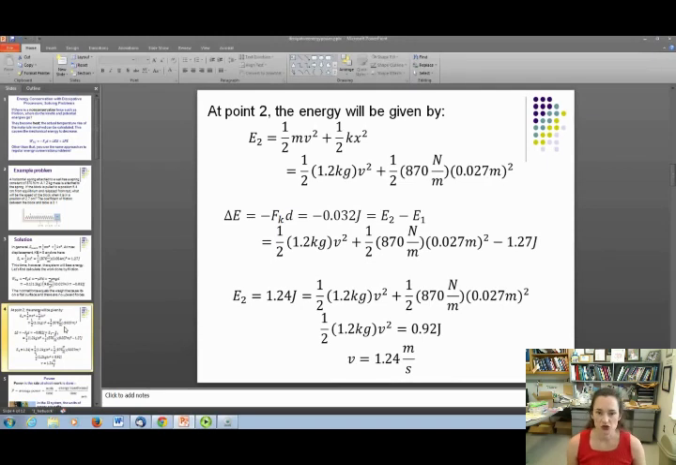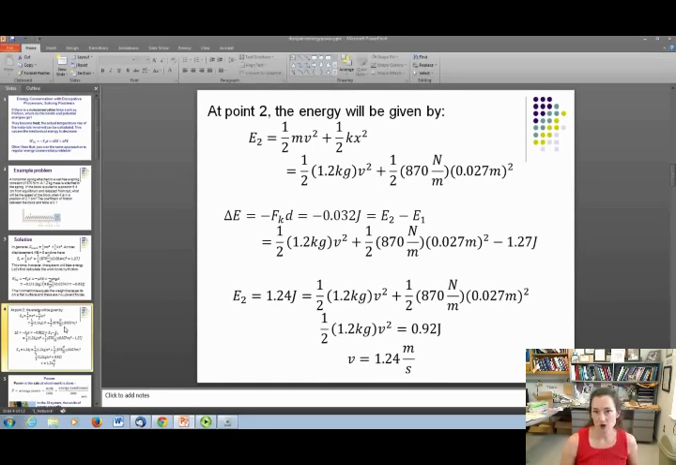Then I get 1.24 joules is equal to 1/2 times 1.2 kilograms times V squared plus 1/2 times 870 times 0.027 meters squared. You take the 1/2 kx squared and subtract that from both sides of the equation, and then you end up with 1/2 mv squared is equal to 0.92 joules. Now to solve for V, I multiply by 2, divide by 1.2, and then take that square root and solve for my speed. And that gives me a speed of 1.24 meters per second for my value at point 2, where the extension of the spring is 2.7 centimeters.